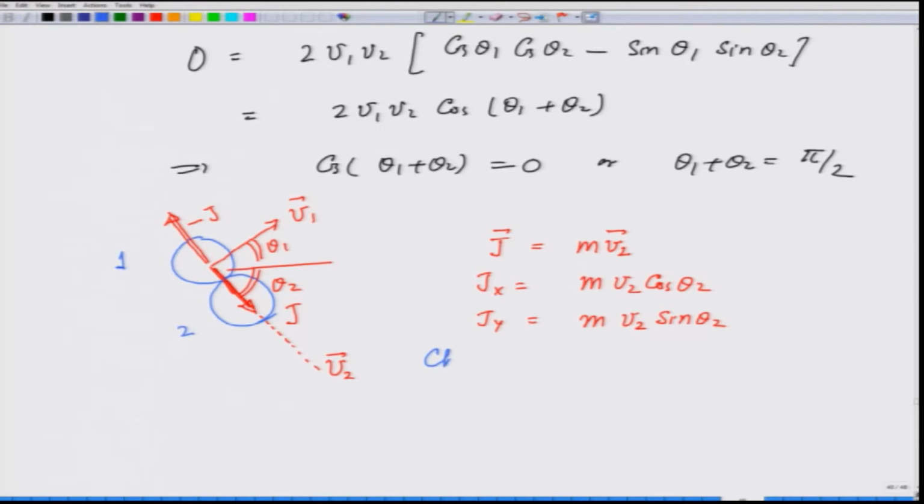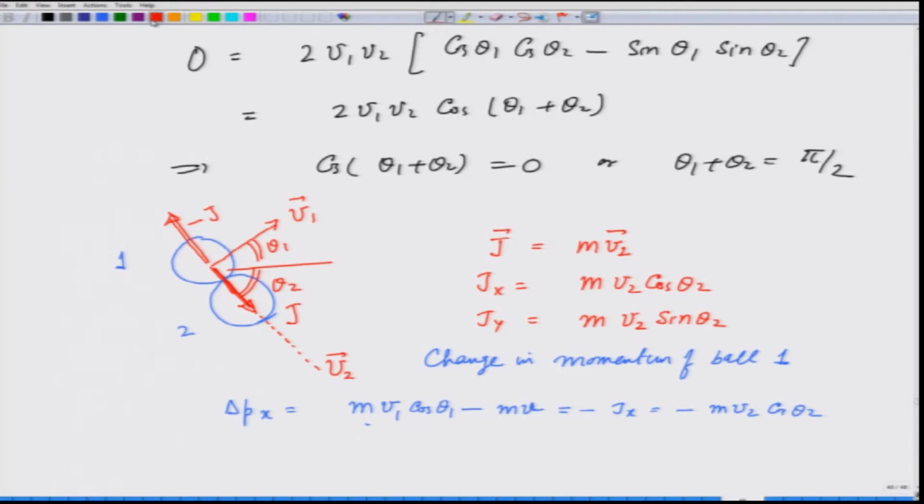The change in momentum of ball 1, delta Px, is going to be m V1 cosine of theta 1 minus m u. This is the x component of the momentum after the collision. m u is the initial x component of the momentum, and this is minus Jx, and this is minus m V2 cosine of theta 2, and if I cancel m, it immediately gives me the equation I used earlier, V1 cosine of theta 1 plus V2 cosine of theta 2 is equal to u.